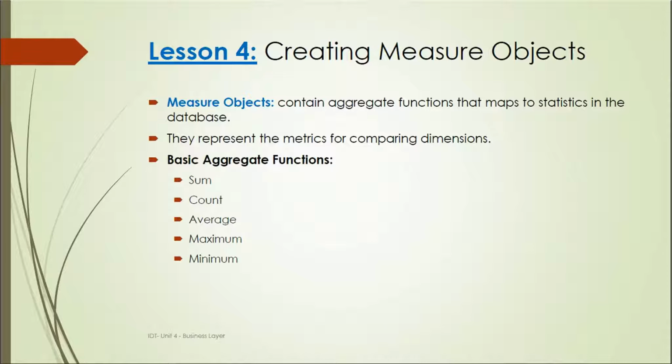Now, creating a measure object. We covered dimension objects. Now let's go to the measure objects, which are aggregate functions that map to a statistic in the database. They represent the metrics for comparing dimensions. The basic aggregate functions are sum, count, average, maximum, and minimum.